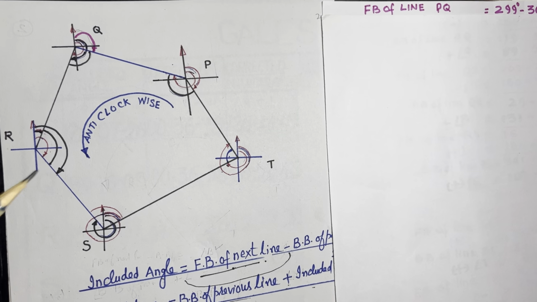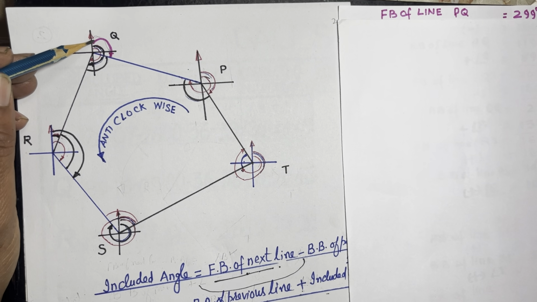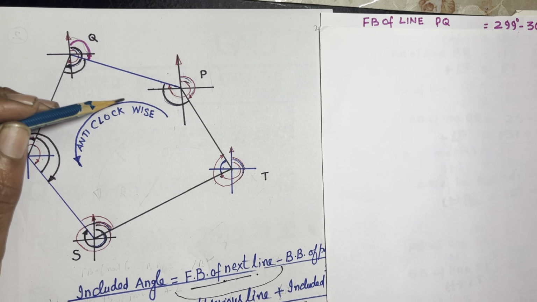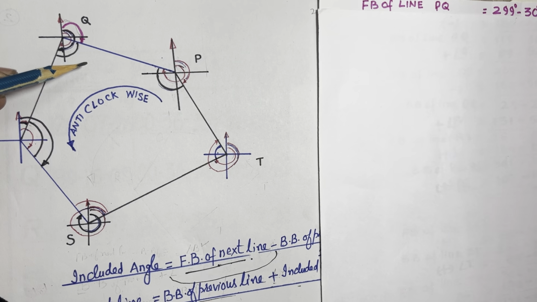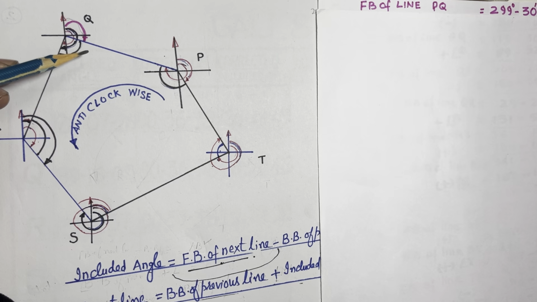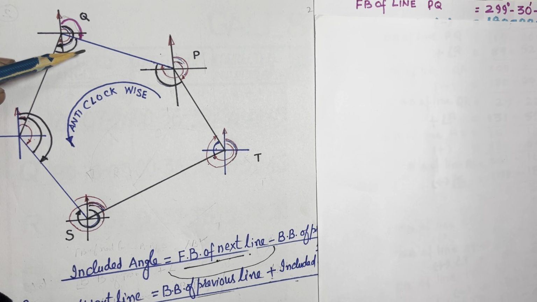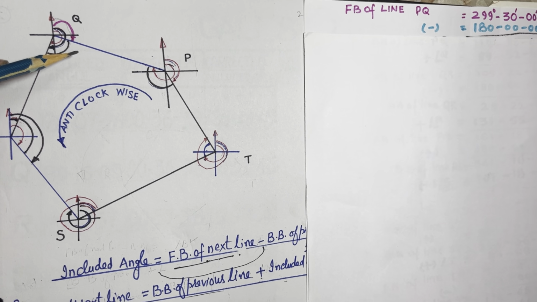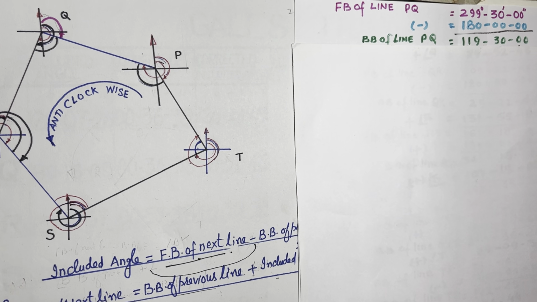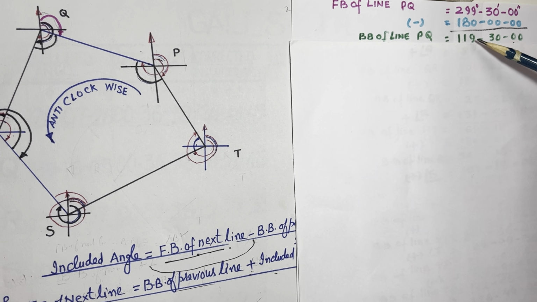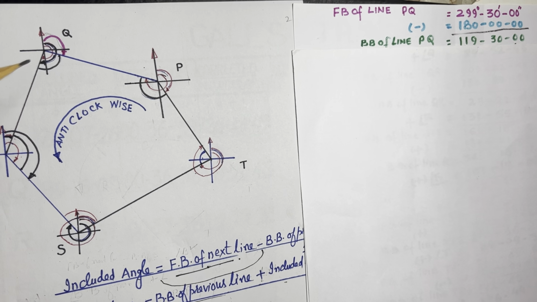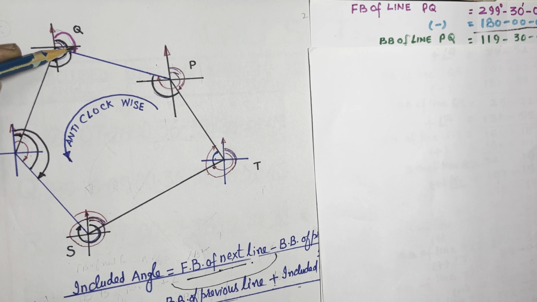So now we have to calculate its back bearing. This is the back bearing of this line PQ. This traverse is traversed anti-clockwise. So you know very well the difference between the forebearing and back bearing is 180 degrees. Now we deduct 180 degrees from this forebearing, and the result will be the back bearing of line PQ. So this is 119 degrees 30 minutes and 00 seconds. This is the back bearing of the line PQ.